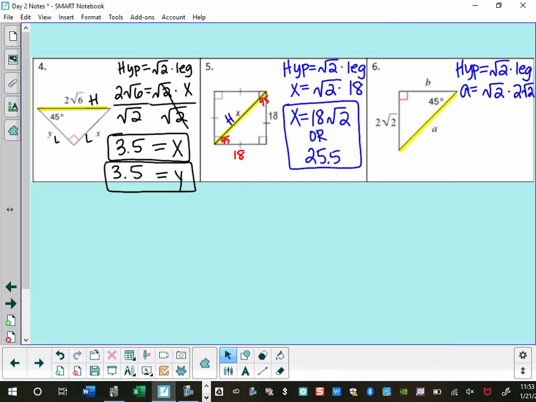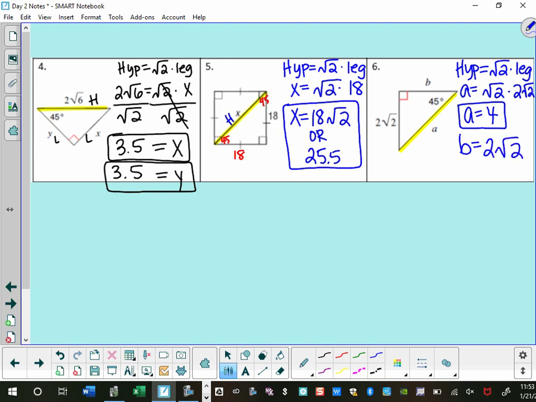All right, so A equals what? A equals 4. What does B equal? 2, the radical 2. Good. Nothing to solve there. My legs are equal, so I know that B is 2 root 2. Any questions there?